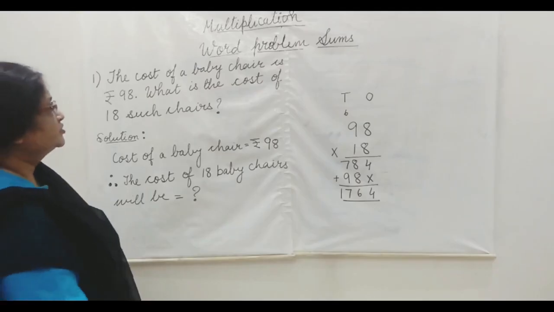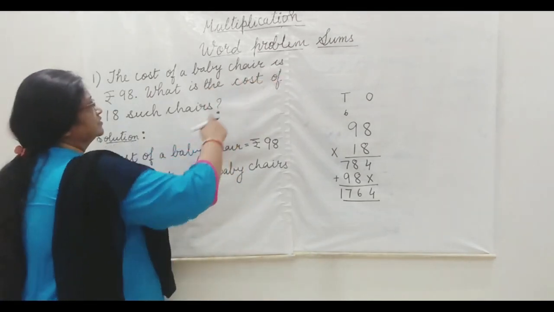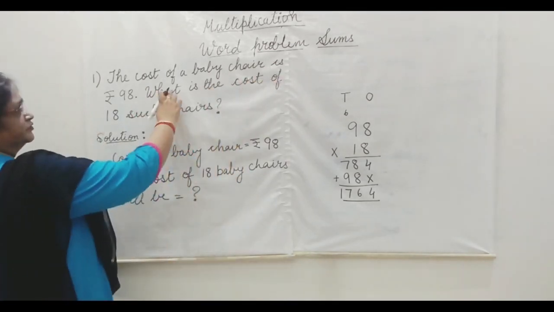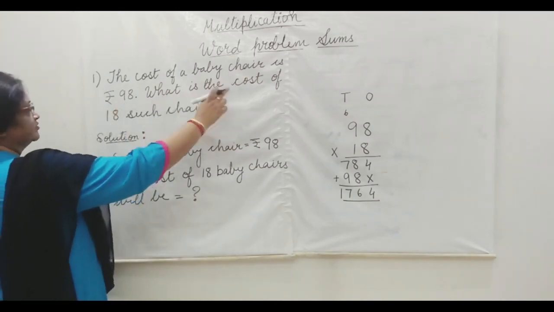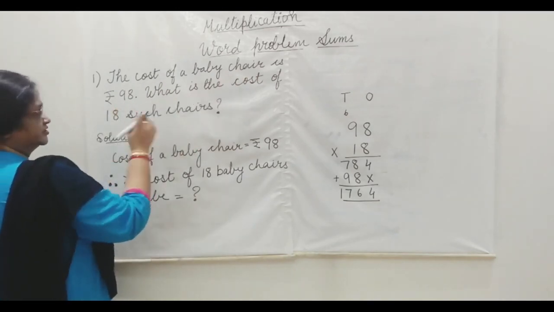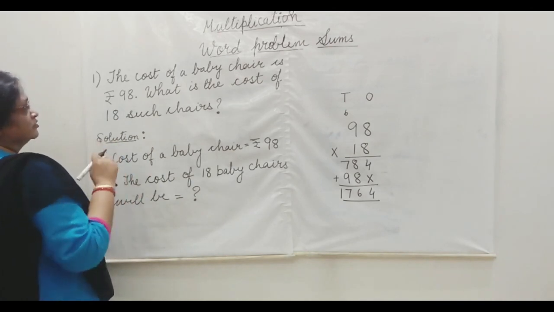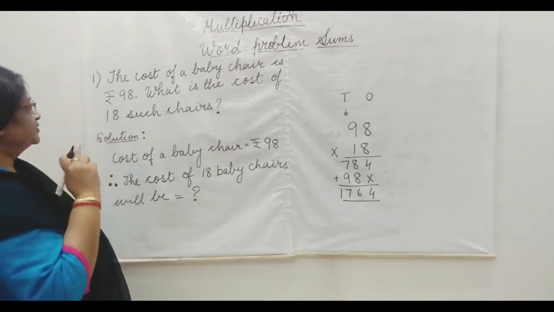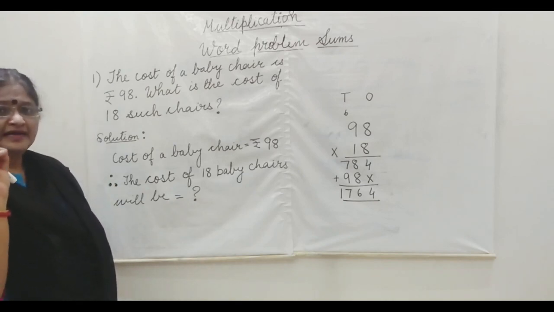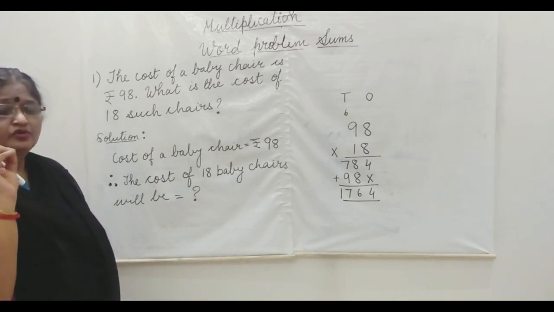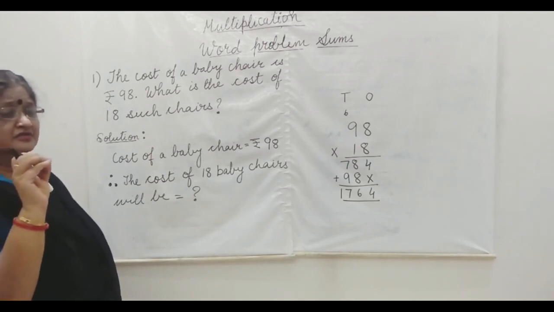Now children, let's do some word problem sums. Like, the cost of a baby chair is rupees 98. What is the cost of 18 such chairs? Now you know the cost of one chair, that is rupees 98. Then what will be the cost of 18 chairs? If you buy 18 baby chairs, then what will be the cost of 18 baby chairs?